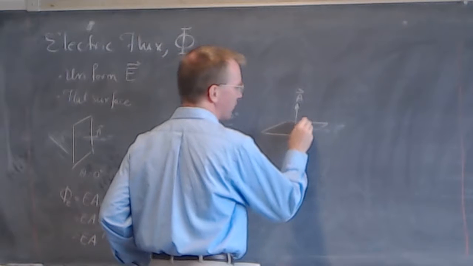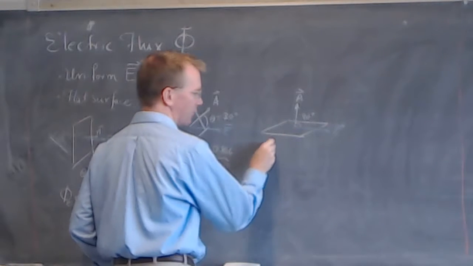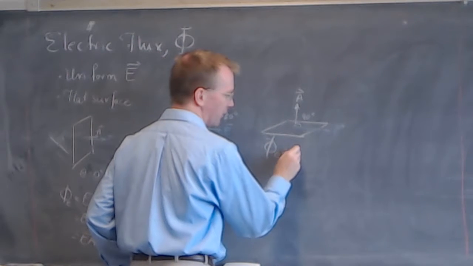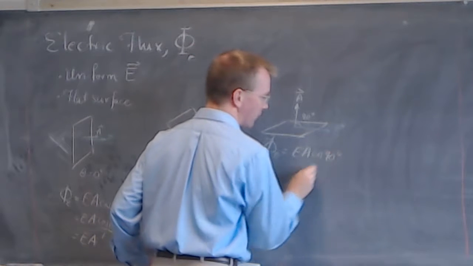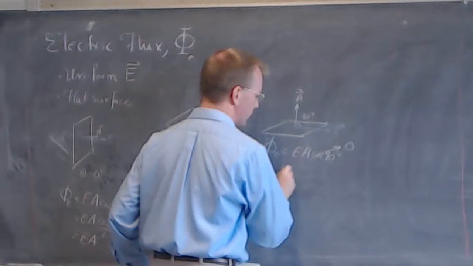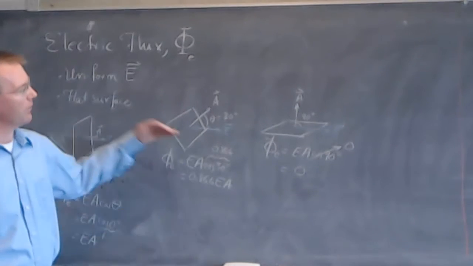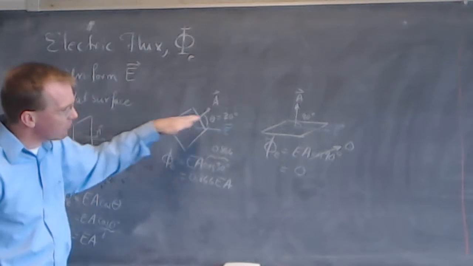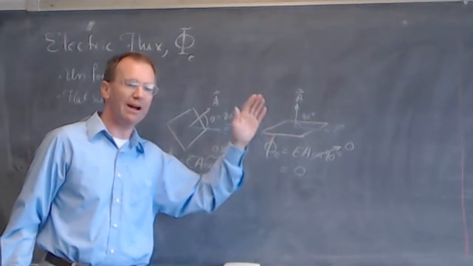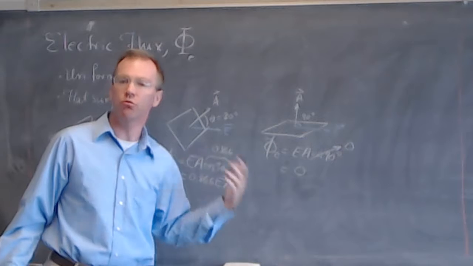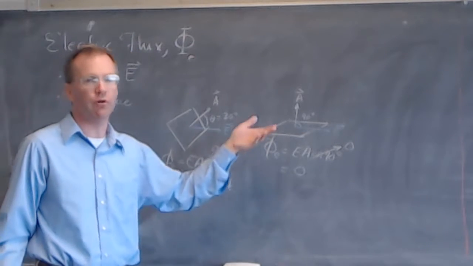Now the angle between them is 90 degrees. So the electric flux is EA cosine of 90 degrees, which is 0. So if the electric field slices right along the edge of the surface here, not piercing into it or out of it, then the flux through the surface is 0 because none of the lines cross it.